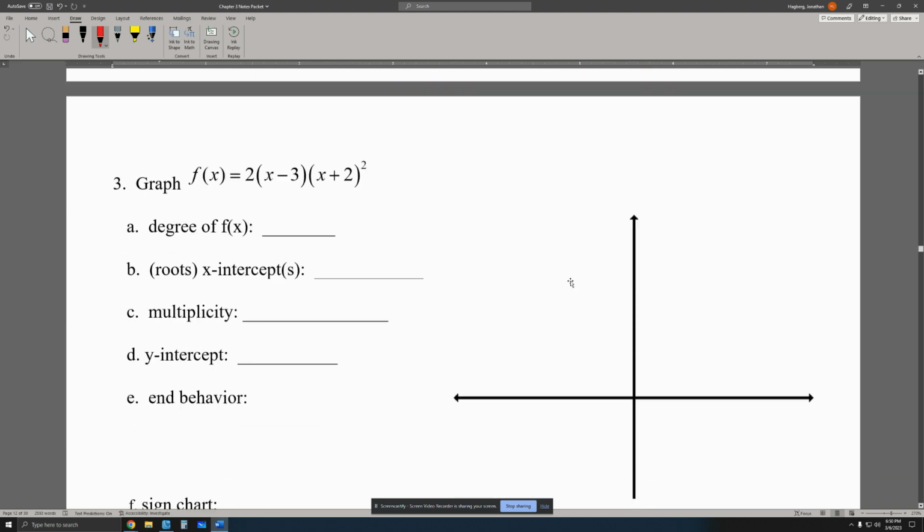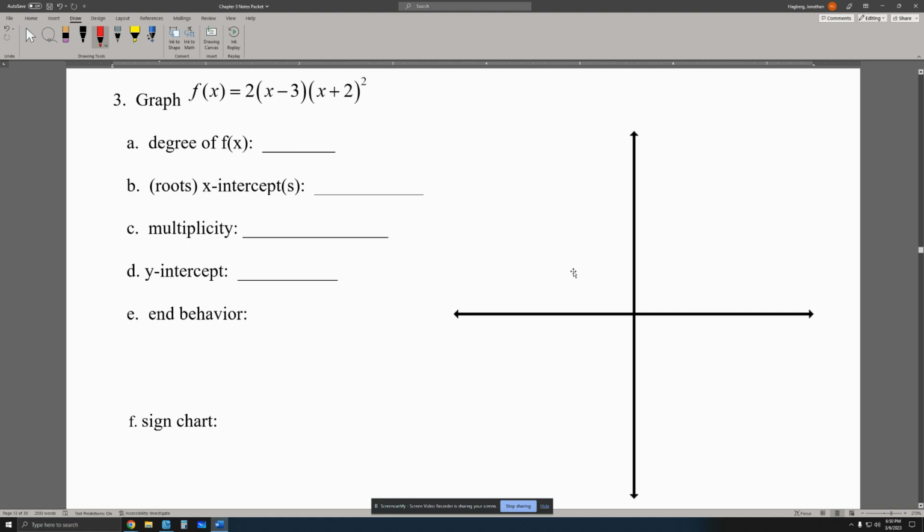All right, we got 2 more for today. Number 3, graph f of x, where f of x is 2 times the quantity x minus 3 times the quantity x plus 2 squared. The degree, I notice we have 3 x's here, so the degree is 3.